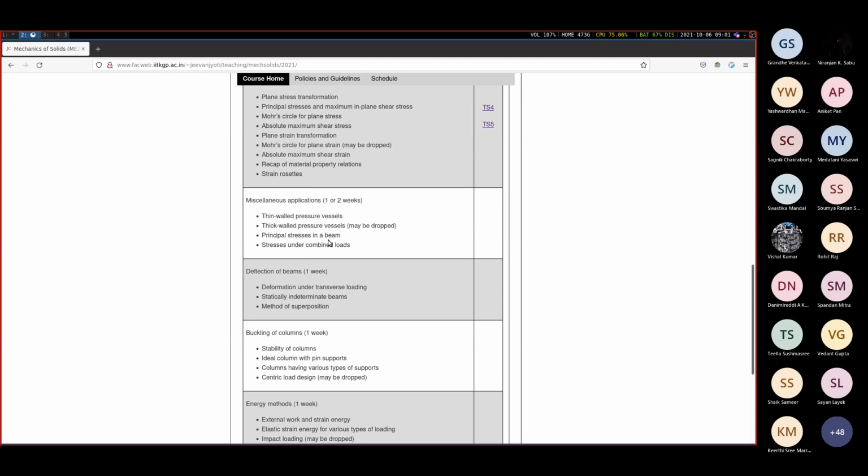Principal stresses in a beam, that we will cover later, but this fourth topic, stresses under combined loads. Now this is an extremely important and interesting topic because it covers within it almost everything that you have covered till now, including thin walled pressure vessels.